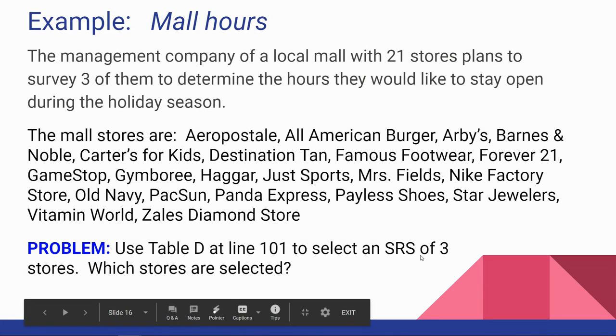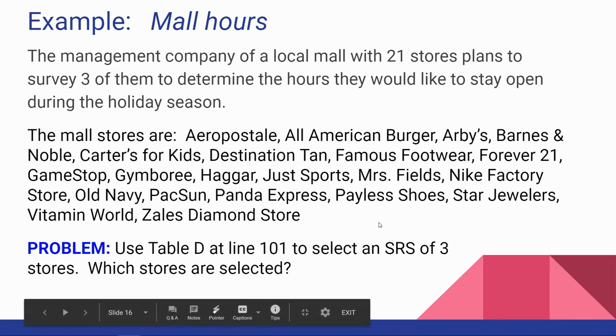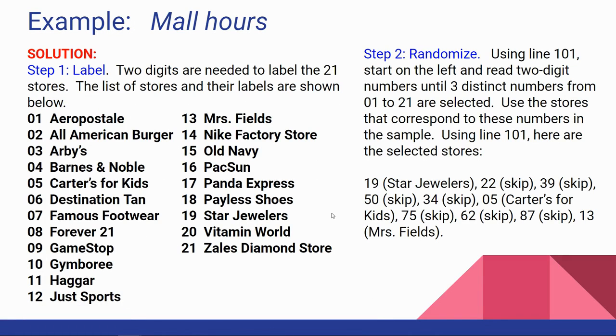So let's look at an example. You have 21 different mall stores, and you want 3 of them to be chosen at random. So first you would label all the stores 01 to 21, like I've done on this side. And then you would use a specific line on your table D, line 101, and just keep reading across until you found the 3 distinct numbers that are between 01 and 21. So I've listed out what your line 101 would look like.